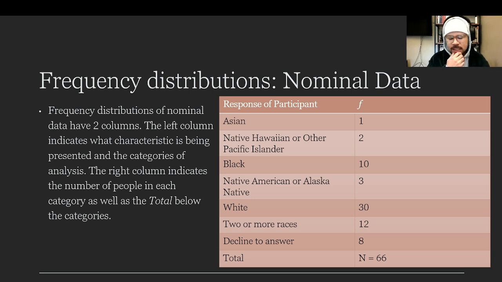You may be looking at this list and wondering to yourself, well, why are there certain categories that are not represented here? Are there too many categories here? Does it make sense to ask, or rather, to provide a category that gives two or more races?